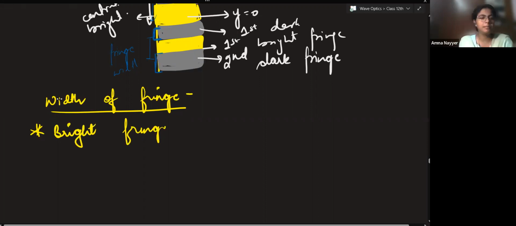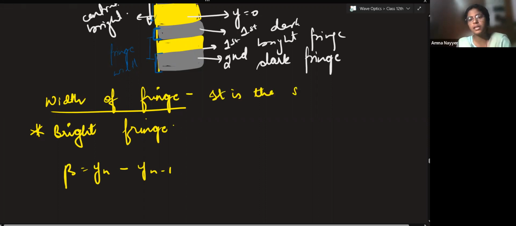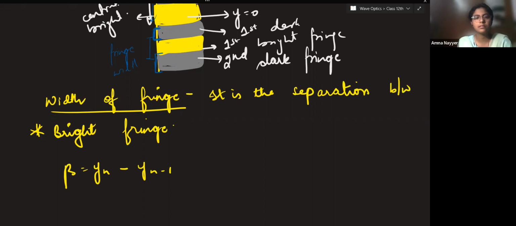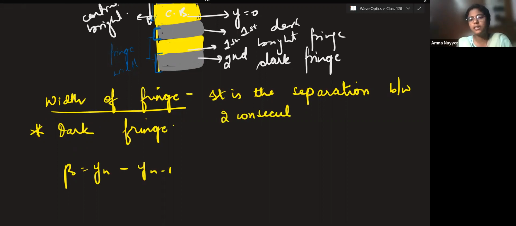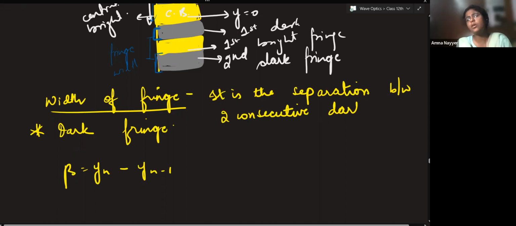So it means beta will be yn minus 1. Fine. So fringe width is the separation between two consecutive dark fringes or bright fringes. Let me take the dark fringe only, because if we practice the dark fringe, you will be able to calculate the bright fringe on your own. Same thing is there. Let me take dark, because dark can be difficult. So the width of the dark fringe will be the separation between two consecutive dark or bright fringes, depending on the case taken.